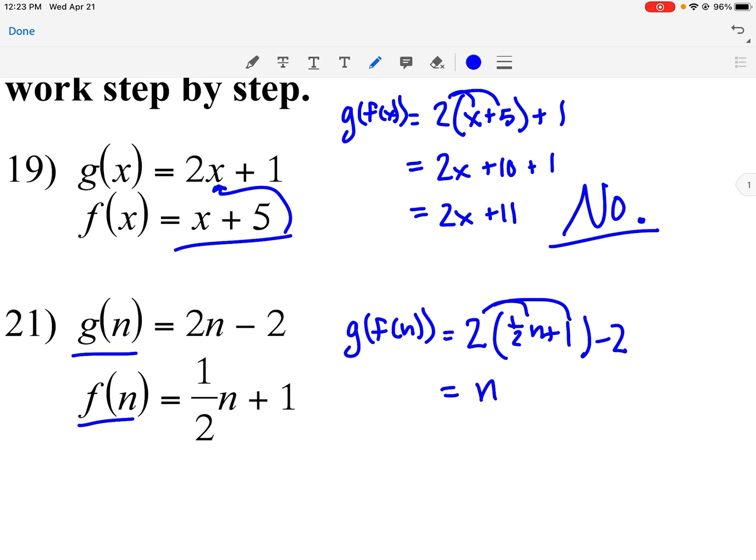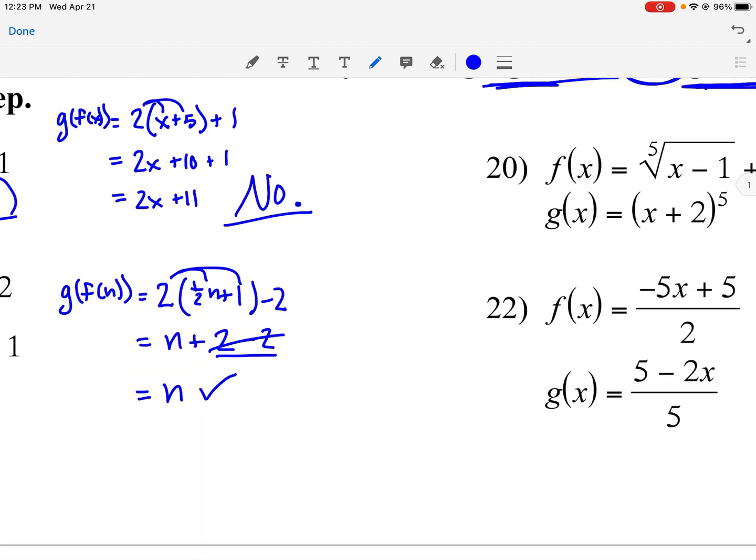So 2 times a half n just gives me n. 2 times 1 gives me 2, minus 2. And in this case, this is going to equal 0, so those will cancel out, and we are just left with n. And that's what we want to happen. But now remember, the instructions say you have to show both ways.